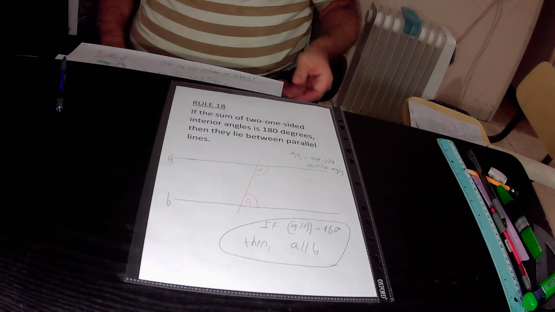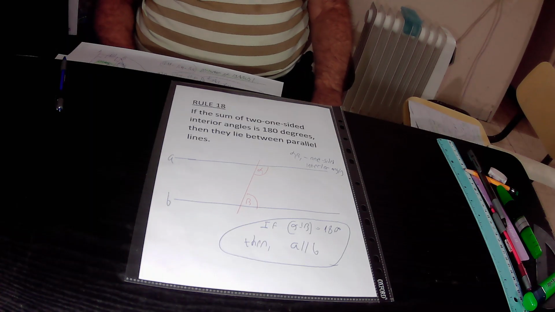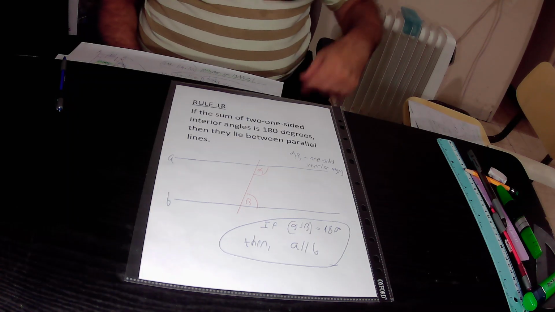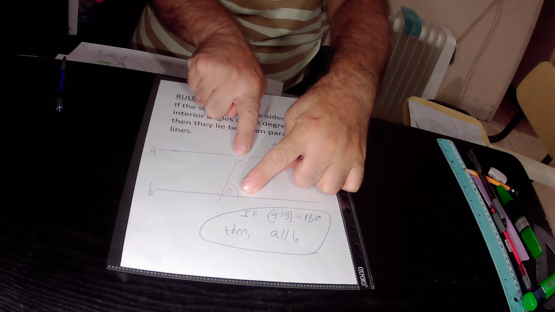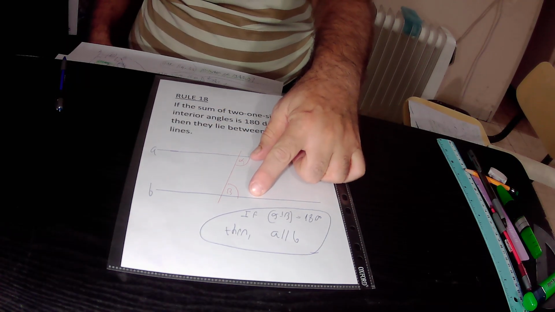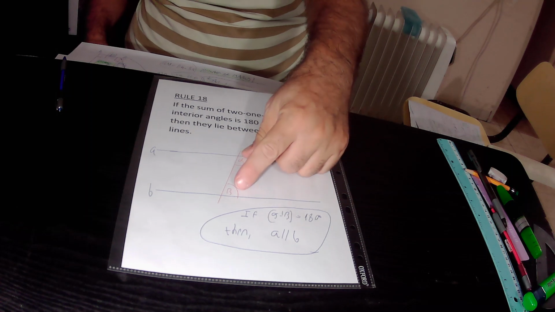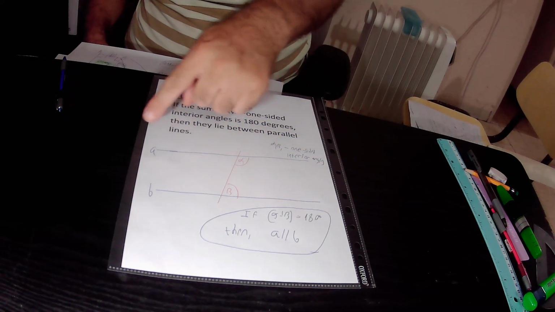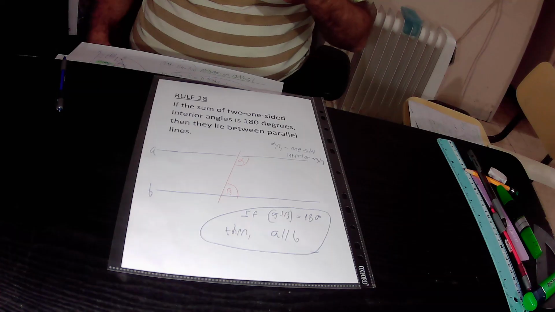According to Rule 18, if the sum of two one-sided angles is equal to 180 degrees, then they must be located between parallel lines. So in the drawing, we have those two angles, both defined as one-sided angles. If the sum of those two one-sided angles is equal to 180 degrees, that is to say if alpha plus beta equals 180 degrees, then those two one-sided angles must be located between parallel lines. That is to say, line A is parallel to line B. We have already implemented Rule 18 in our drawing.